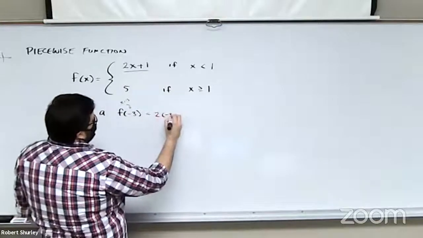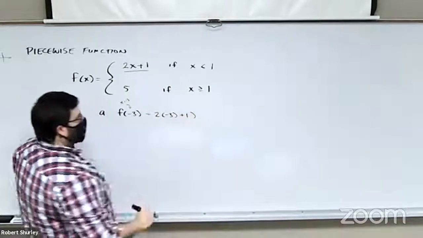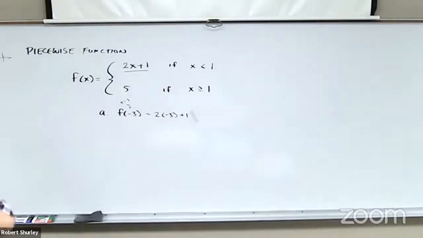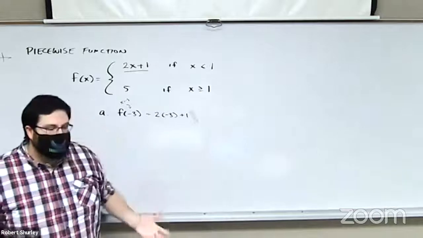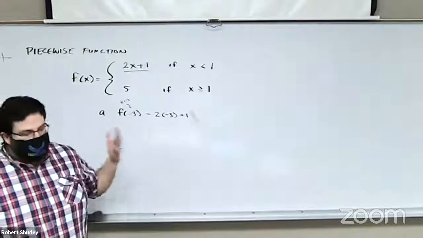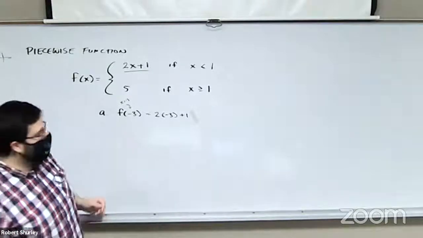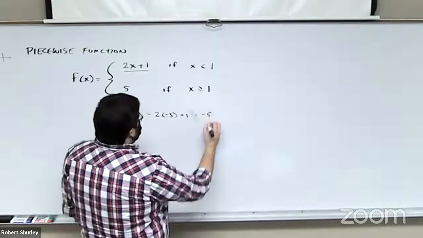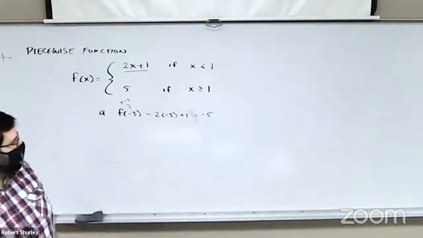So 2 times -3 plus 1. Okay, so the x value tells you which function to use, the top or the bottom. So -6 plus 1 gives me -5.